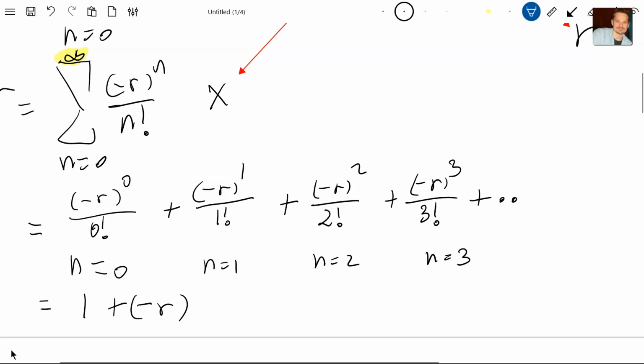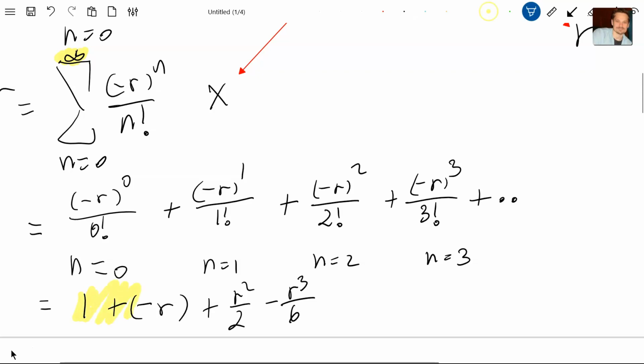For the next one, you're going to have negative r squared over 2 factorial. Negative r squared is positive r squared, and 2 factorial is just 2. So that's going to generate a new term. That term looks like plus r squared over 2. Let's do one more here. So negative r cubed becomes negative r cubed, and then 3 factorial is 3 times 2 times 1. That's 6. So that's going to generate one more term that says negative r cubed over 6.